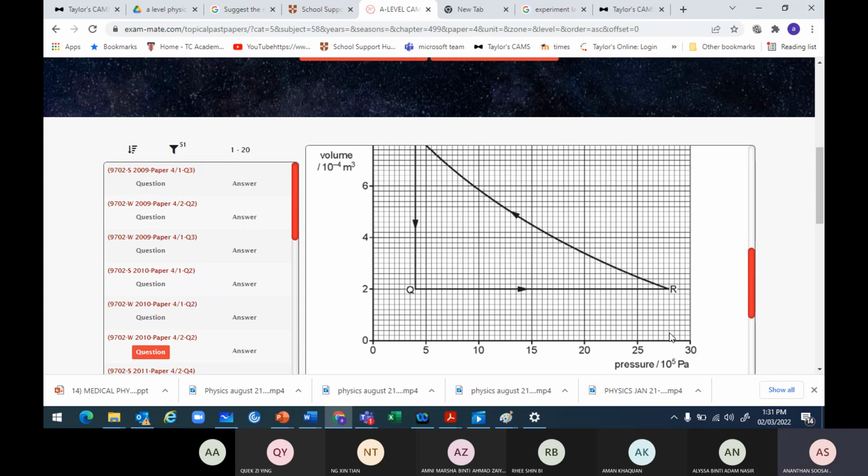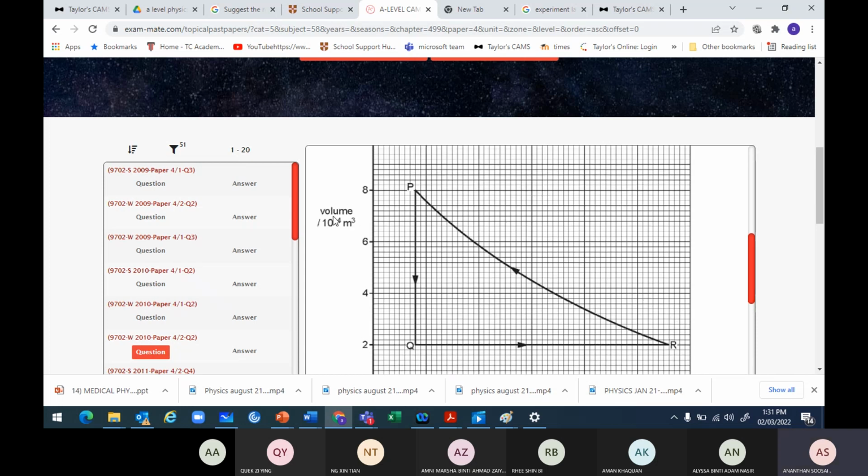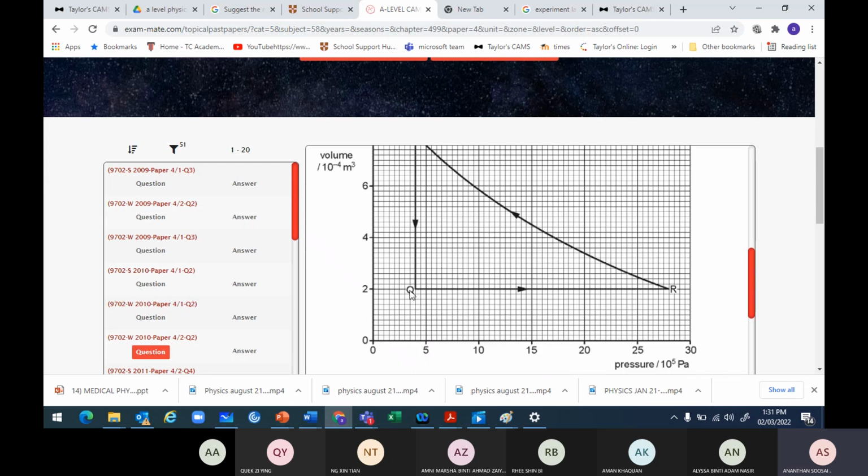So this is 8 on top times 10 to the power negative 4. Can you remember the numbers? 8 times 10 to the power negative 4, 2 times 10 to the power negative 4. Here the pressure for Q is 4 times 10 to the power 5. This 28.